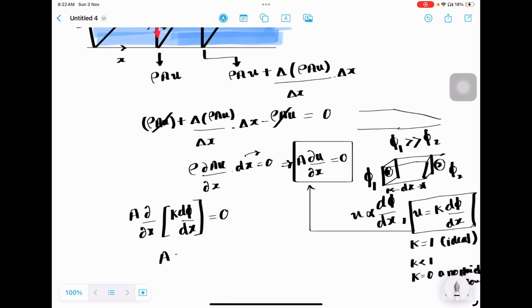In the next case, it will be A into K, and K is a constant, so I can take it outside. It will be d squared phi by dx square is equal to 0. So that is my differential equation.